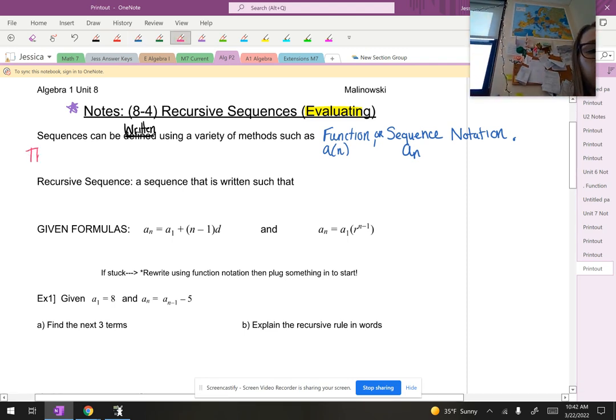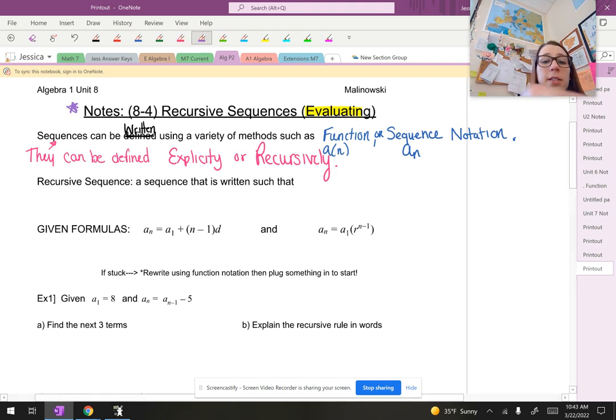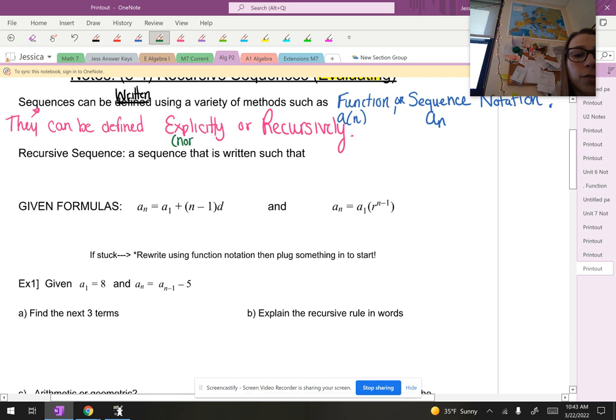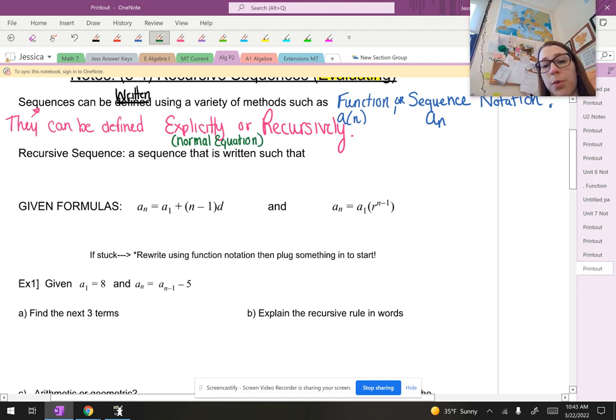They can be defined, they as in sequences, can be defined explicitly, or what's called recursively. When you hear the word explicitly, that is talking about a regular, normal equation. And that normal equation can be written either in function or sequence notation. And recursive, we're going to talk about that one right now.